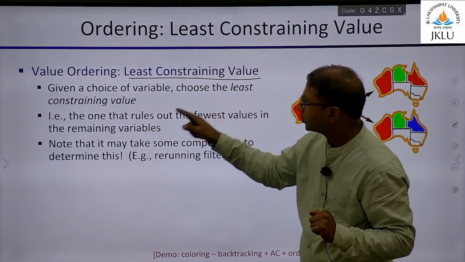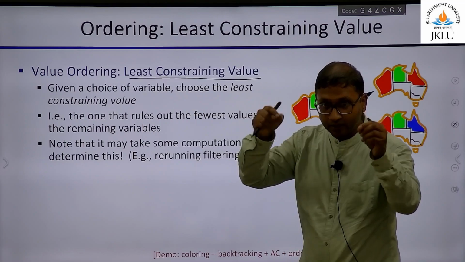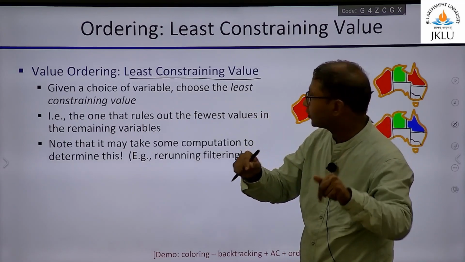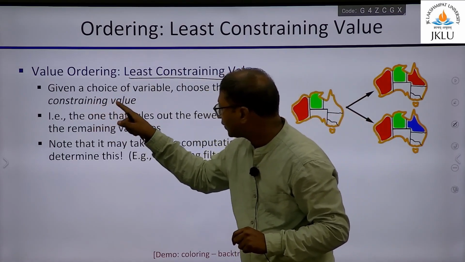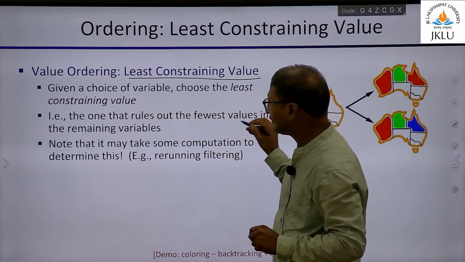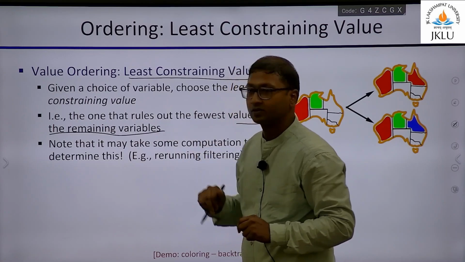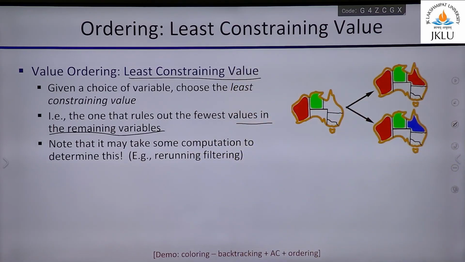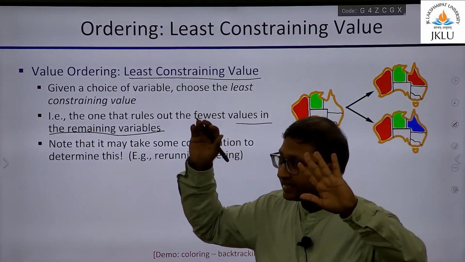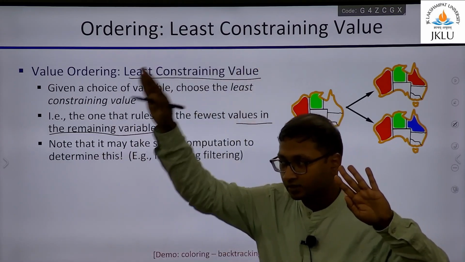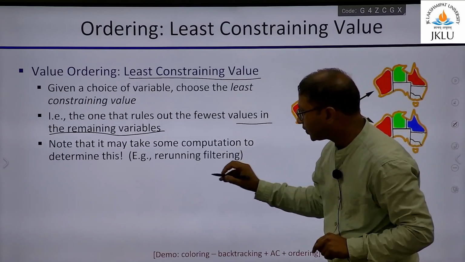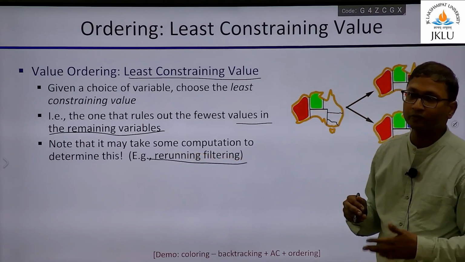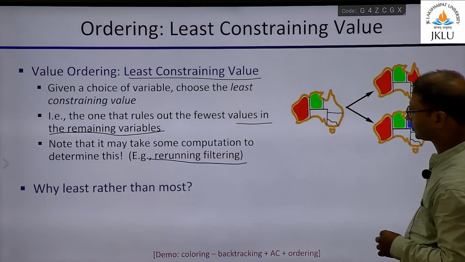Least constraining value. Given a choice of variable. Now that you have chosen a variable that you are going to color, choose the least constraining value. That is the one that rules out the fewest values in remaining variables. What does this mean? Choose that color which is least constraining on the other variables. Note that this may take some computation to determine. For example, you may have to run arc consistency.